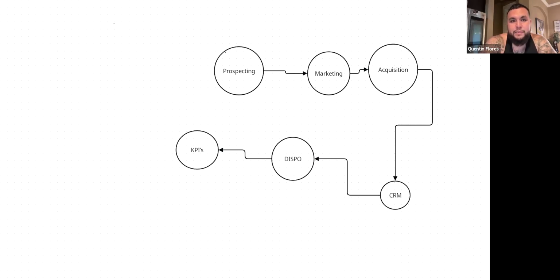Cost per contract means how much money did you spend to get one property under contract that is a worthy deal. The third metric is your cost per deal. It's how much money did you spend in total to close one real estate transaction.